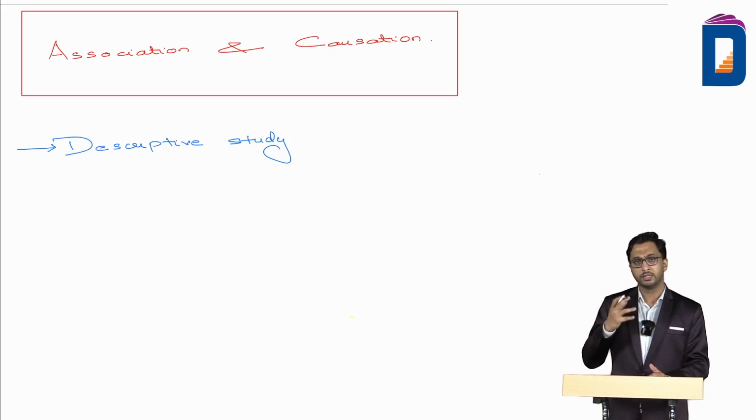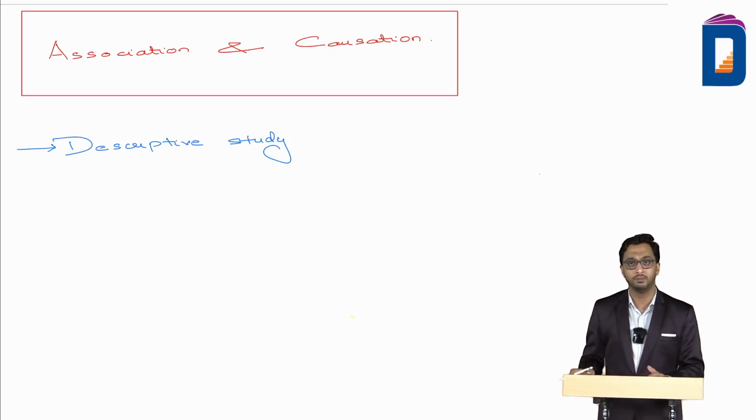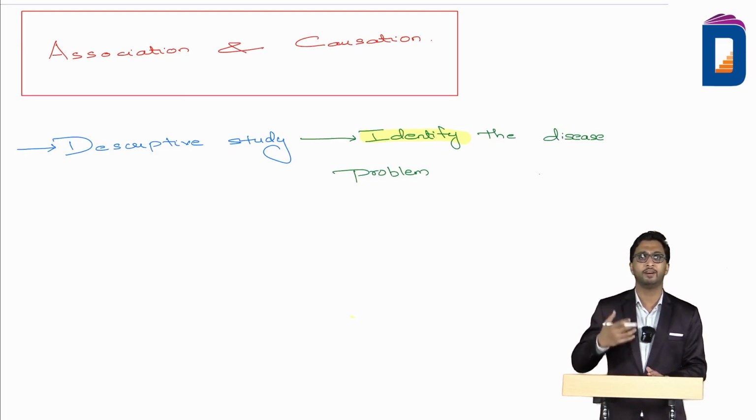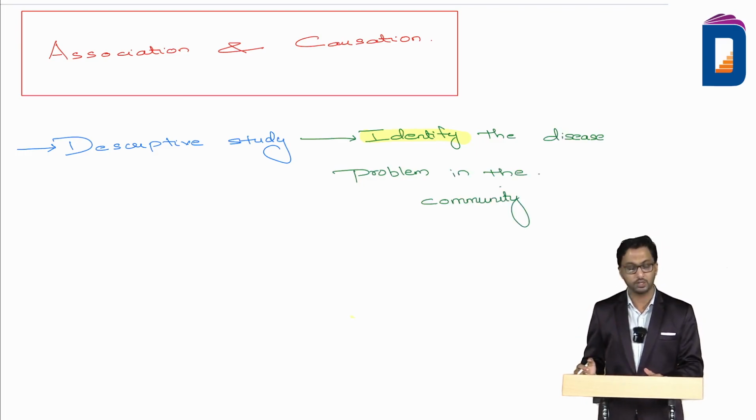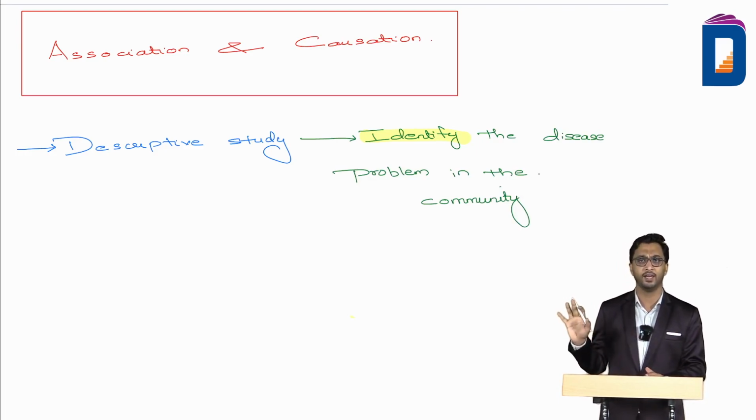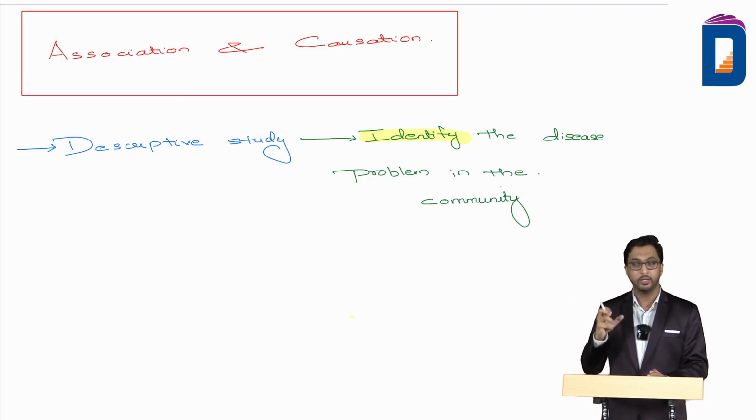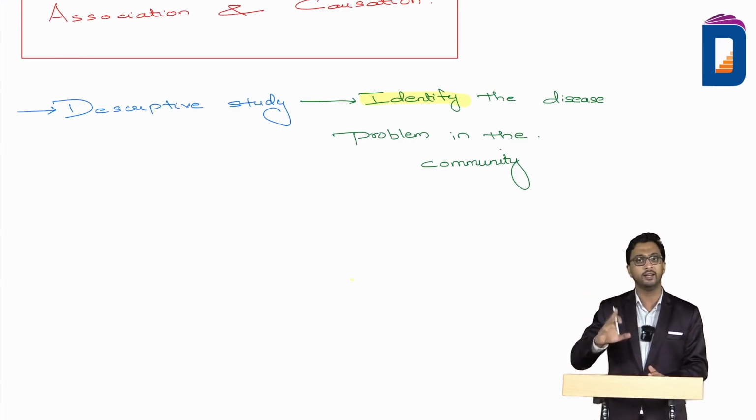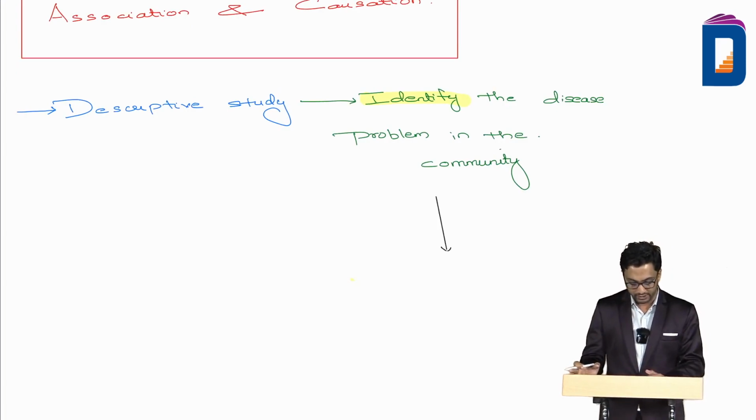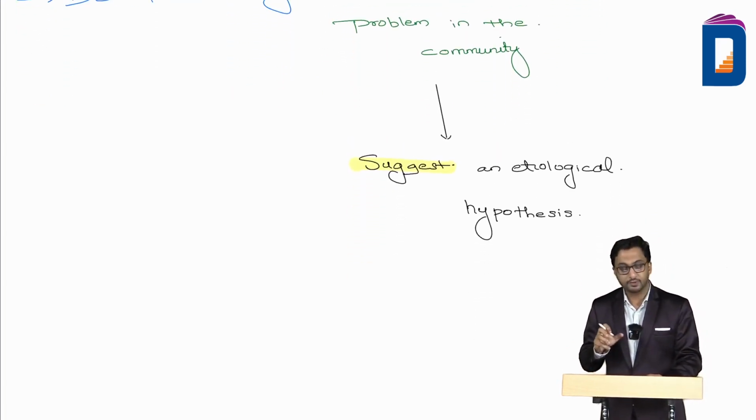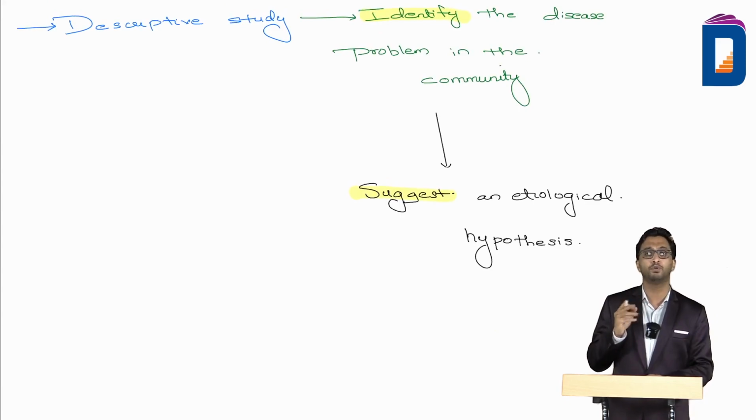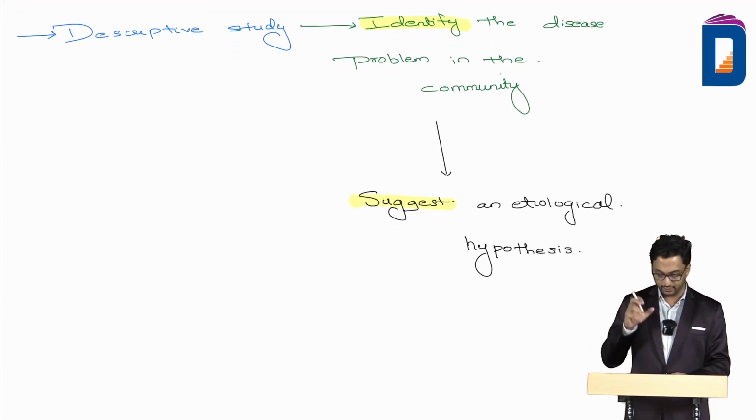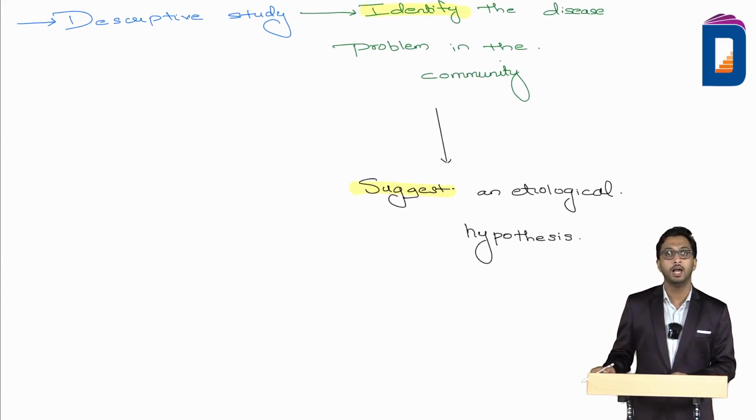Initially, just a recap. A descriptive study means what? It is to identify the disease problem, or identify a disease in a community, in a population. That's what a descriptive study does, or describes a disease. That's it in simple terms. It just identifies or describes a disease, and this helps in suggesting a hypothesis. Describe a disease or identify a disease and suggest an etiological hypothesis.